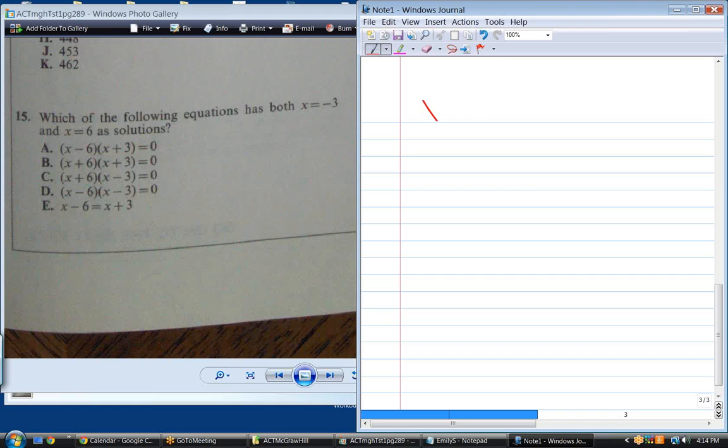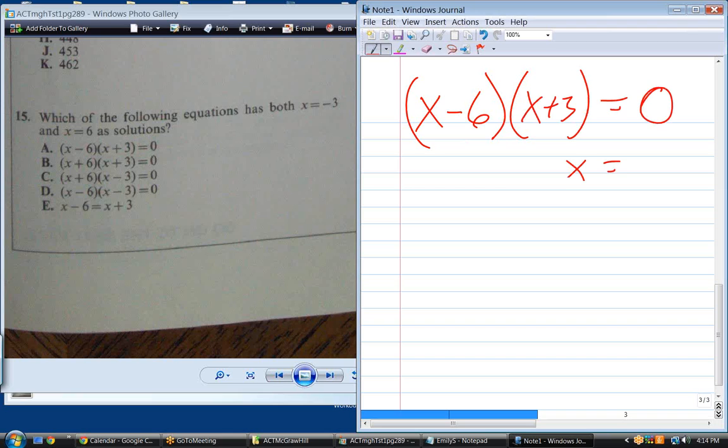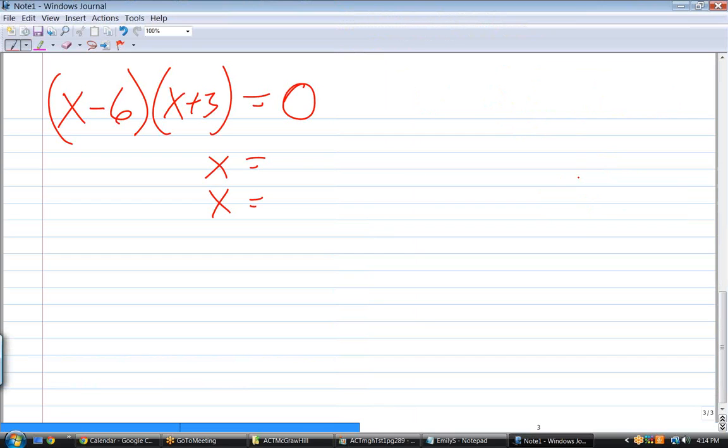If I told you that that times that was equal to 0, what would the solutions be? Forget the problem we're looking at. Just look at this problem for a moment. Plus 6 and minus 3.